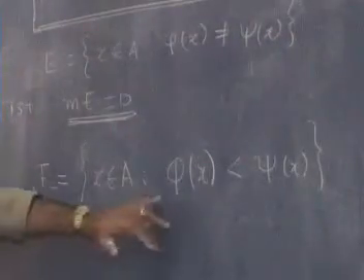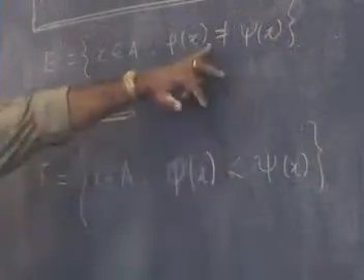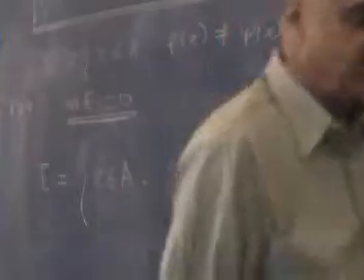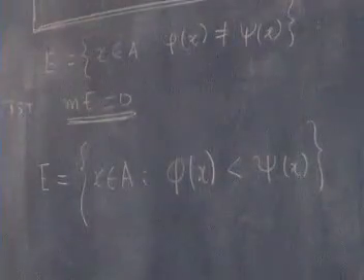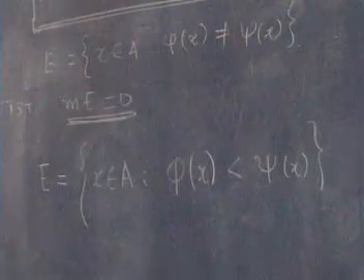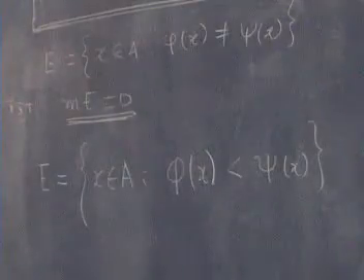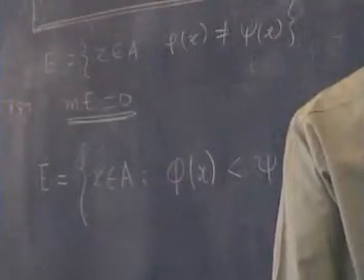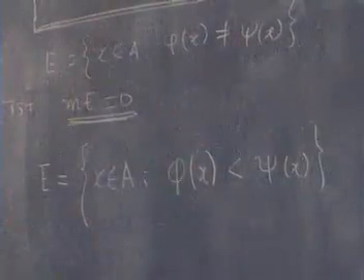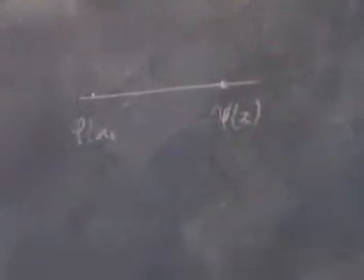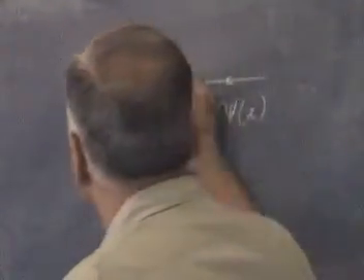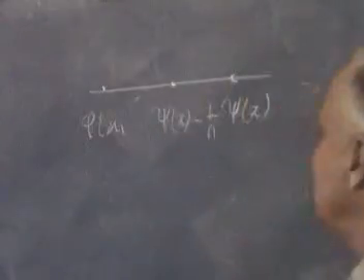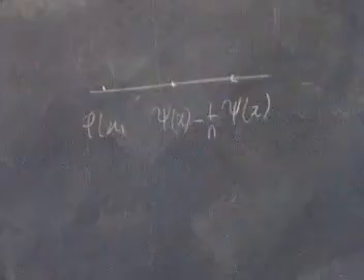Because phi x is always less than or equal to psi x, you want to remove all those places where it is equal to psi x, so it is going to be strictly less than psi x. So we are looking at this set. We want to show that this set has measure 0. Now, take any x. Phi x is here, and if it is strictly less than psi x, there must be something in between. So we will find a sufficiently large integer n such that phi x is less than psi x minus 1 over n.